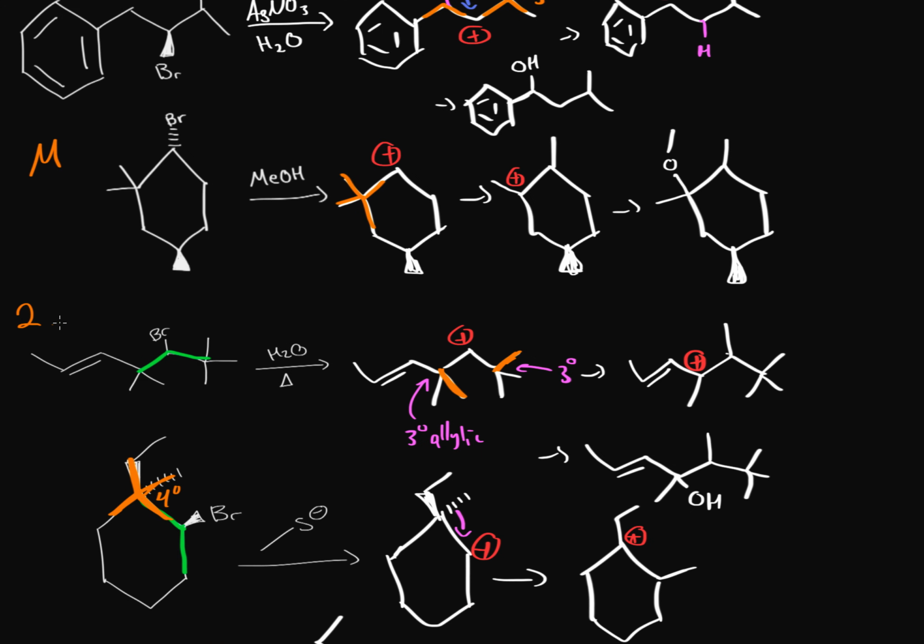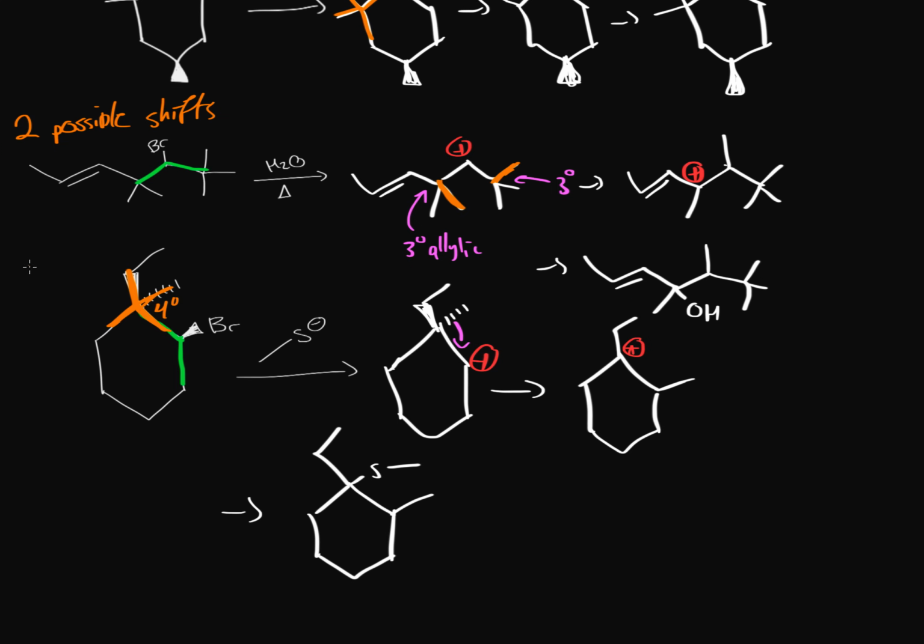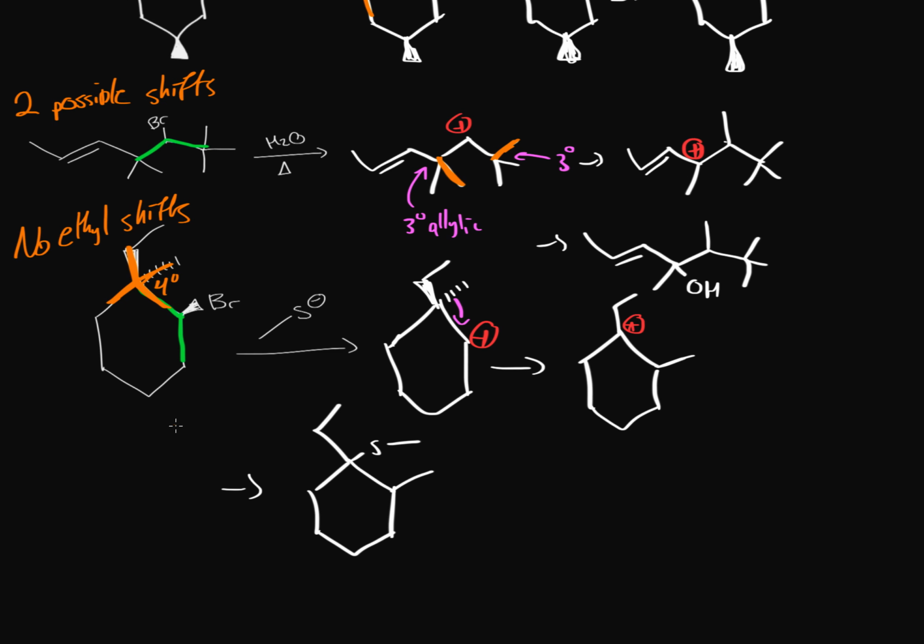Here we had 2 possible methyl shifts, and we chose the one that would be more stable in the end, which was the one that would produce an allylic carbocation. On this last one, we noticed that we can't do ethyl shifts, only methyl shifts. And so that was an SN1 mechanism.